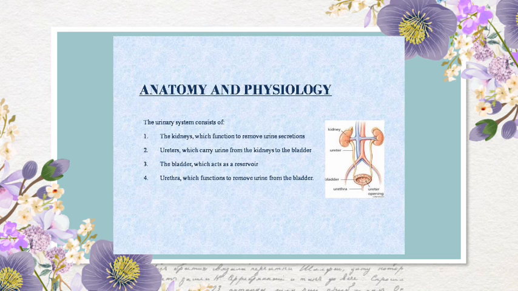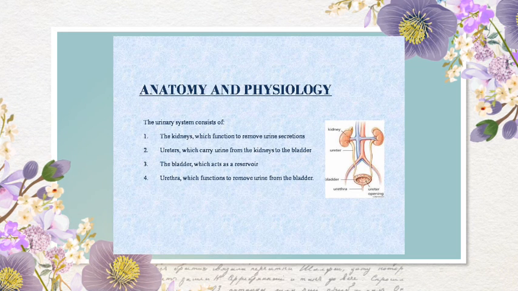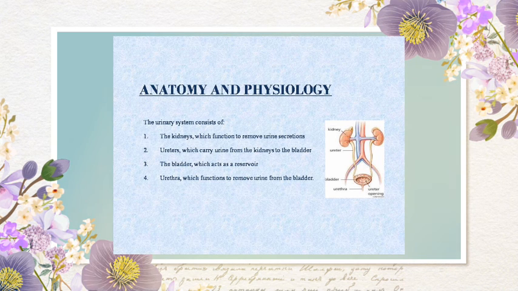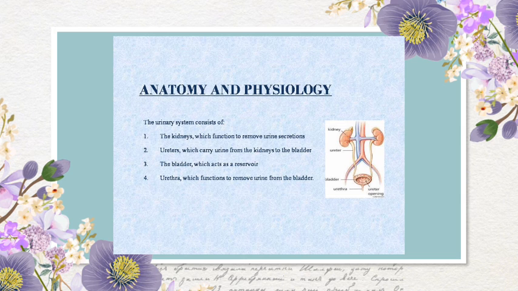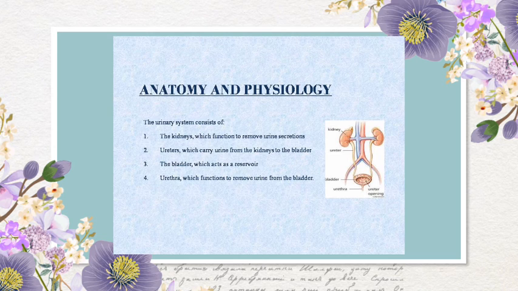Before we get into the topic, we must know about anatomy and physiology. The urinary system consists of 4 parts. First, the kidney, which functions to remove urine secretion. Second, the ureter, which carries urine from the kidney to the bladder. Third, the bladder, which acts as a reservoir. And the last, the urethra, which functions to remove urine from the bladder.